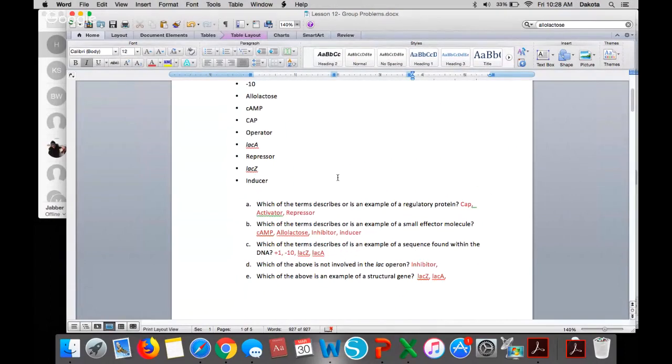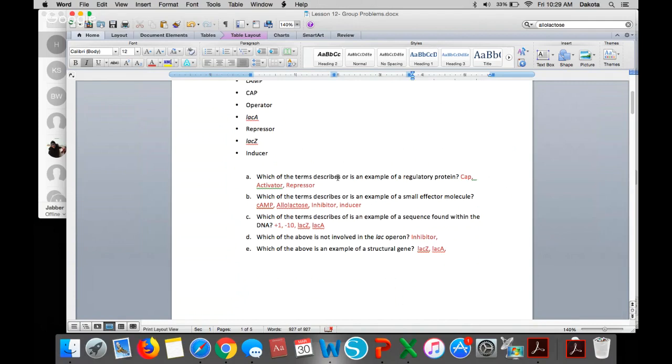Which of the terms describes or is an example of a regulatory protein? That would be your CAP, activator, and your repressor. Which of the terms describes or is an example of a small effector molecule? That would be cAMP, allolactose, inhibitor, and inducer. And then which of the terms describes or is an example of a sequence found within the DNA? That's your +1 sequence, -10 sequence, lacZ sequence, and your lacA sequence.